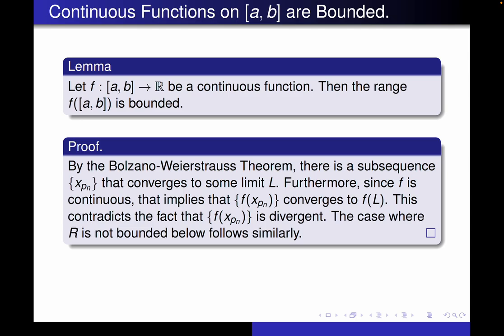The case where the range is not bounded below follows similarly. We again make a sequence of elements in the range that are below negative n, right? So negative n goes to negative infinity because it's not bounded below. We can choose an element of the range that is less than or equal to negative n. The rest of the proof goes the same way.